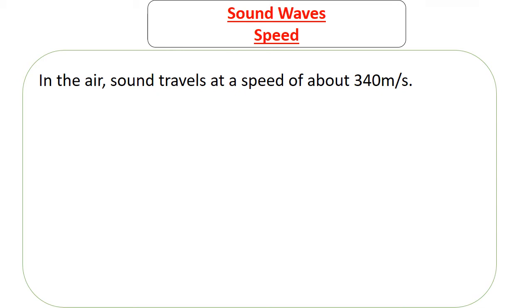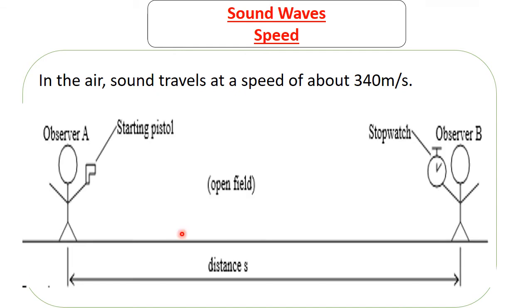So how do we determine the speed of sound? There are two experiments that we can do. The first one is called the direct method, so we're going to start with the direct method. In the direct method, we've got two people participating. One we're going to call observer A, and the other one we're going to call observer B.